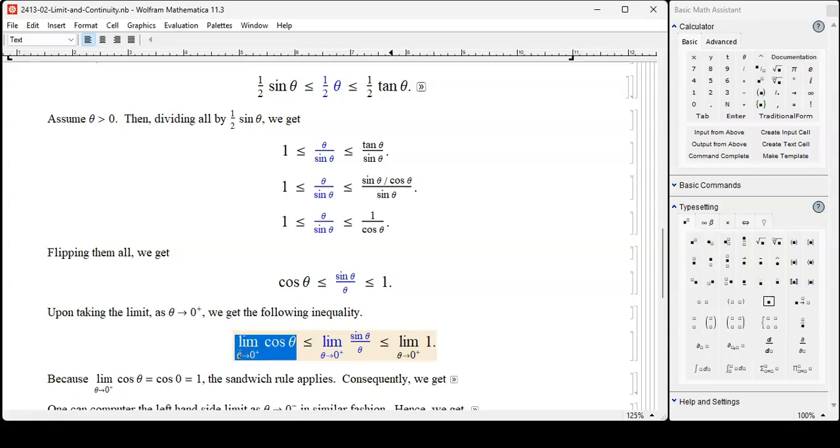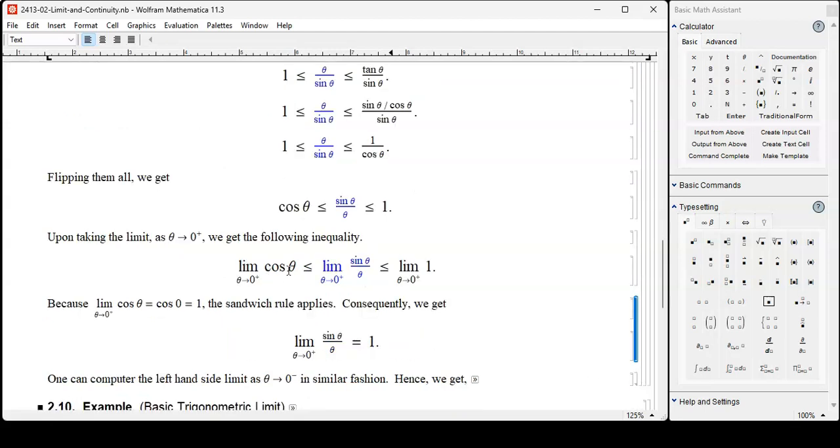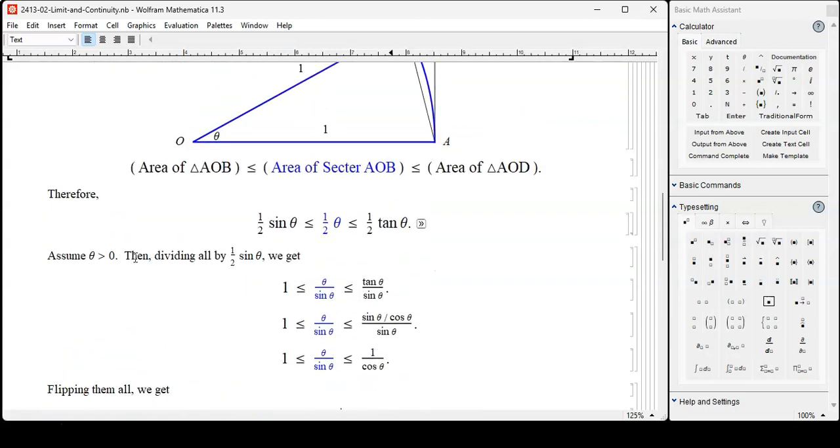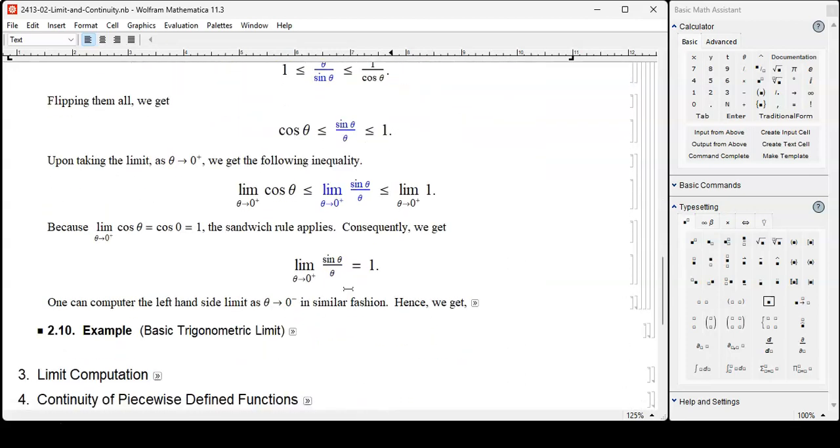And this one, that's also 1 because cosine of 0 is 1. That's a trivial limit. Just plug it in. So the left-hand side is 1, the right-hand side is always 1. And that's squeezed by those two, we get the conclusion: limit of sine of theta over theta is 1 as theta approaches 0 plus. Remember, we are assuming theta is greater than 0 in all those computations.